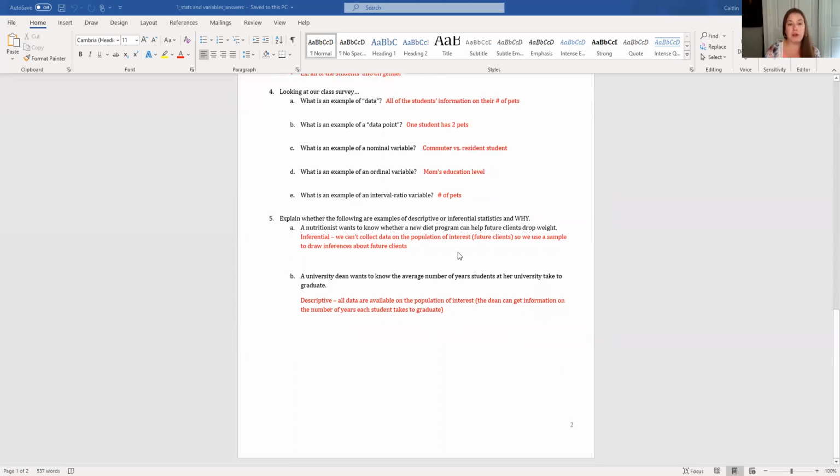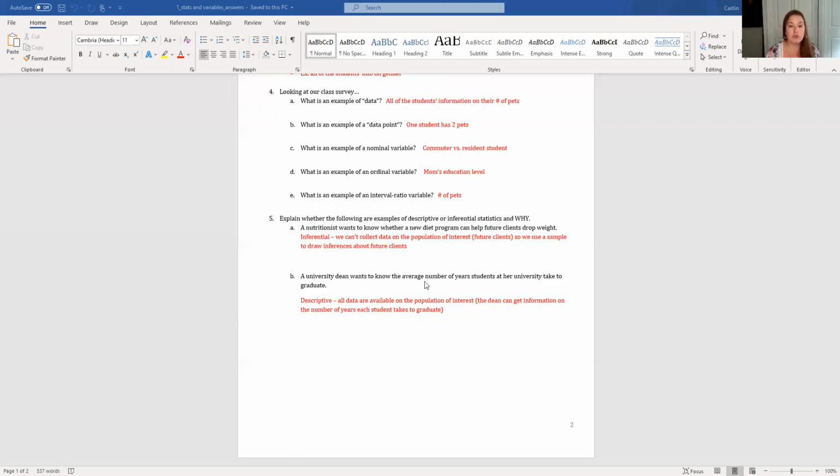All right, and then question number 5 is explain whether the following are examples of descriptive or inferential statistics and why. So a little extra practice on the descriptive and inferential here. This one says a nutritionist wants to know whether a diet program can help future clients drop weight. We know that it would be impossible to have data on future clients, right? So if we're asking ourselves is it possible or feasible to collect data on everything we want to study in this situation, future clients, we know that's not possible. And so we'd have to use a sample, which means it would be inferential.